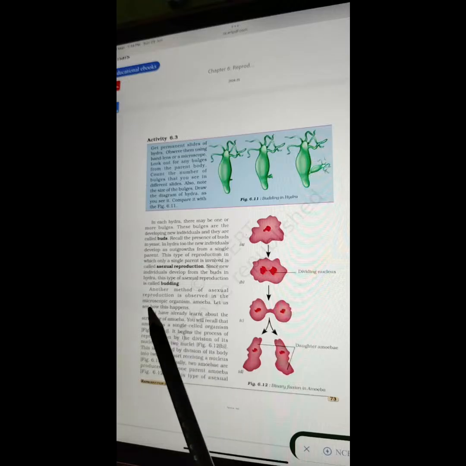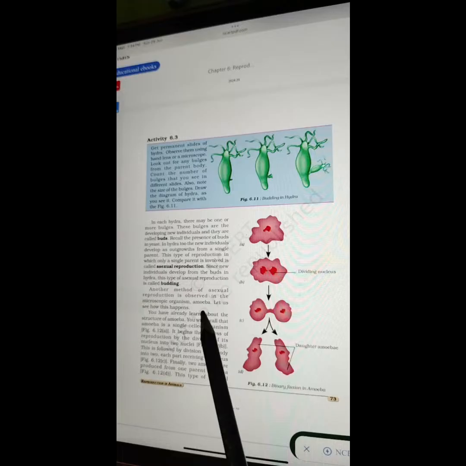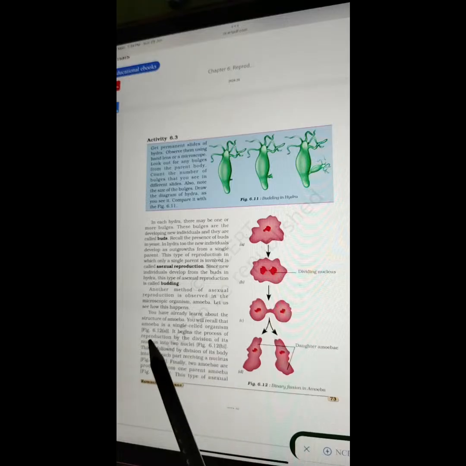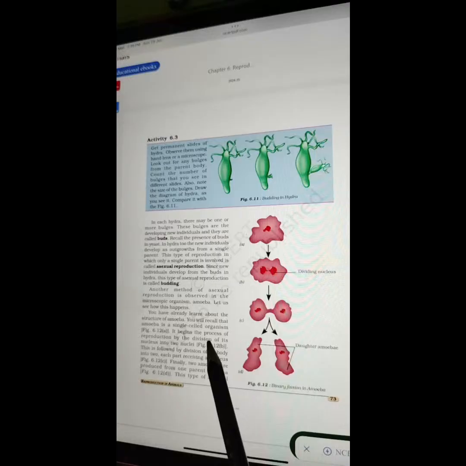Another method of asexual reproduction is observed in the microscopic organism amoeba. Let us see how this happens. You have already learnt about the structure of amoeba. You will recall that amoeba is a single-celled organism as seen in figure 6.12a. It begins the process of reproduction by the division of its nucleus into two nuclei.